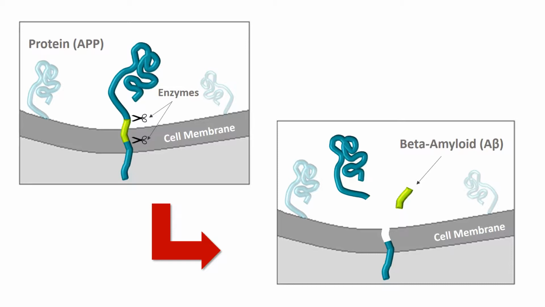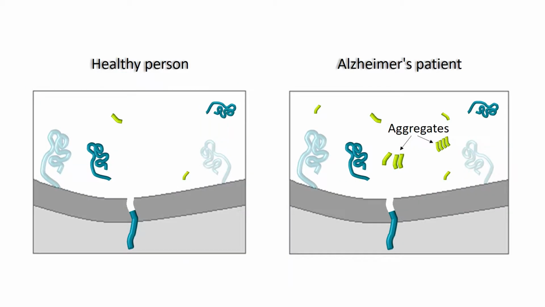Commonly, amyloid precursor protein gets chopped up by two enzymes, creating a fragment called beta amyloid. The beta amyloid is then cleared in the body. In the case of Alzheimer's disease, there is an imbalance. The beta amyloid is no longer regulated and is found in too great a quantity.